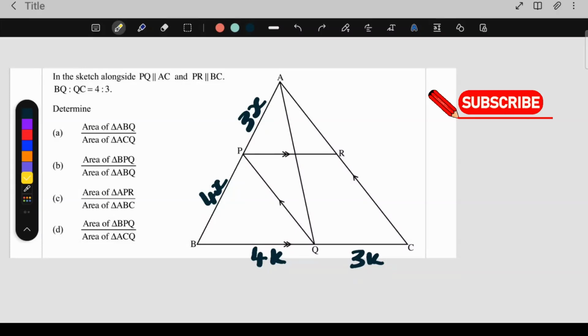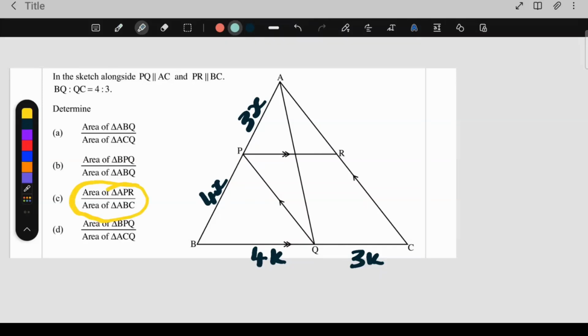Let's look at question C. It says, write down the ratio of the areas of triangle APR. I'm highlighting APR. APR is the small triangle here. And then I'm going to highlight ABC, which is the big triangle over there. Do you see, grade 12? The blue one is inside the red one.